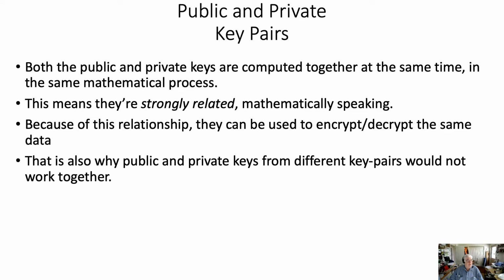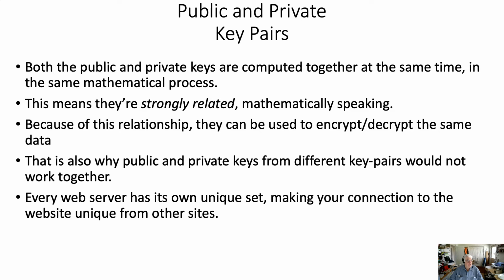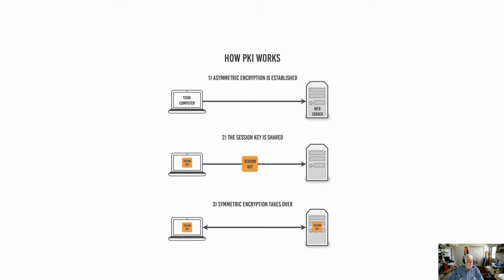Both public and private keys are computed together at the same time, using the same mathematical process which lets somebody decrypt. This means that they're strongly related, mathematically speaking. Because of this relationship, they can be used to encrypt and decrypt the same data. This is also why public and private keys from different key pairs will not work together. Every web server has its own unique set, making your connection to the website unique from all other sites.